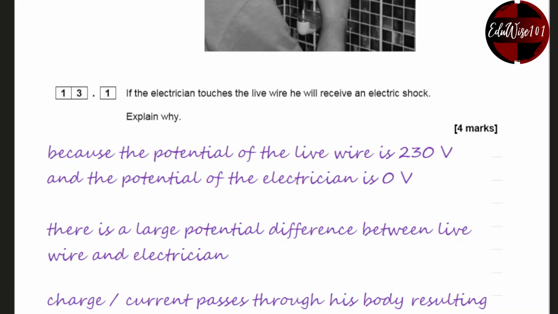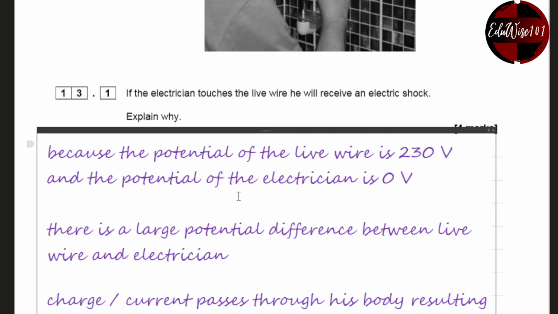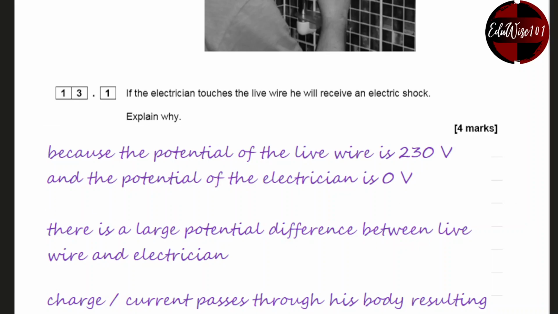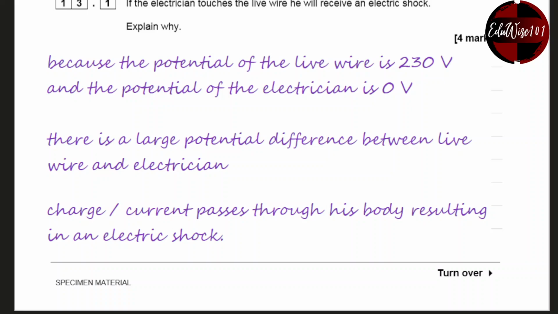So how do you write this? Because the potential difference of the live wire is 230 volts and the potential difference of the electrician is 0 volts, there is a large potential difference between the live wire and the electrician. So the charge or the current passes through his body, resulting in an electric shock. Next part.